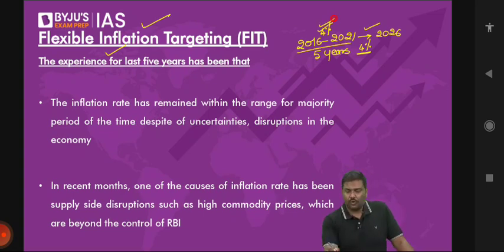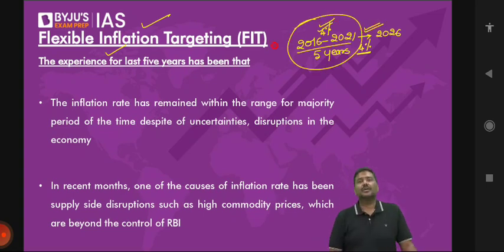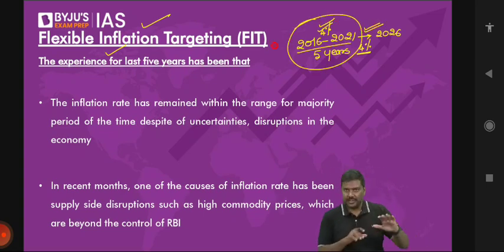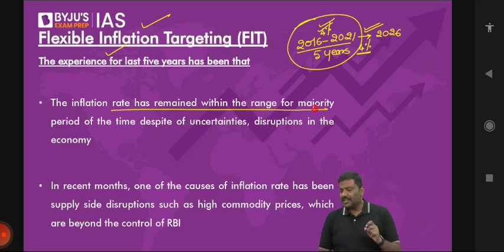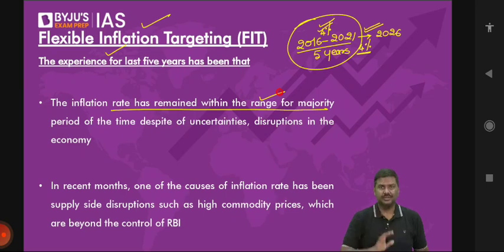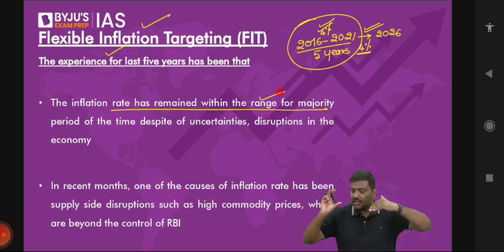But what has been the experience of this concept of targeting inflation in the last 5 years? This is the document. Please go through this. 1. For the majority of the time, inflation has remained in the range of what? 2% to 6%.